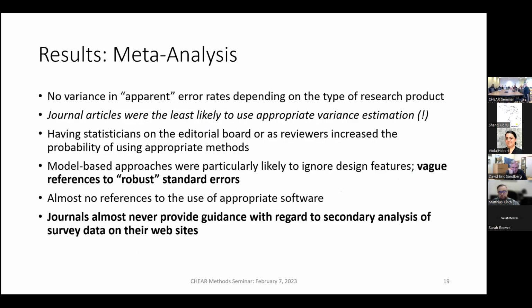So there was no variance in apparent error rates depending on the type of research product, whether it was a journal article, a conference presentation. In fact, we found that journal articles were the least likely to use appropriate variance estimation of all the different kinds of products that we looked at. Having statisticians on the editorial board did increase the probability of using appropriate methods. That was a good thing. Model-based approaches were particularly likely to ignore design features. There were generally vague references to robust standard errors without clarification.